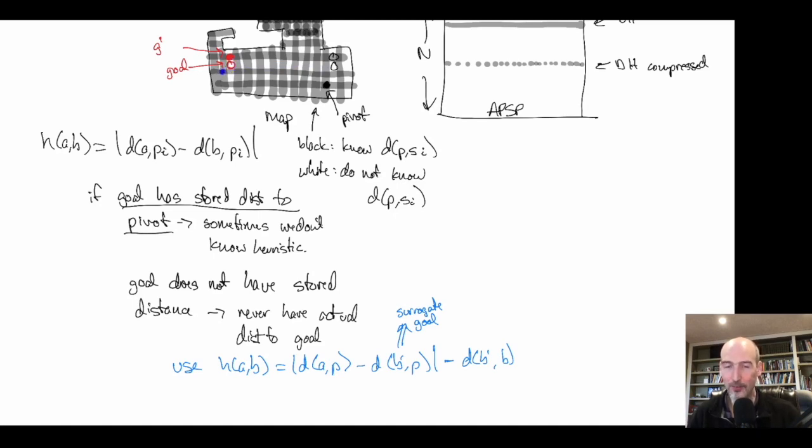So in the same way that we use multiple pivots to increase our heuristic values overall, we can use multiple of these surrogate states that sit in the place of the goal, and then we compute the distance to those each time I do this computation.